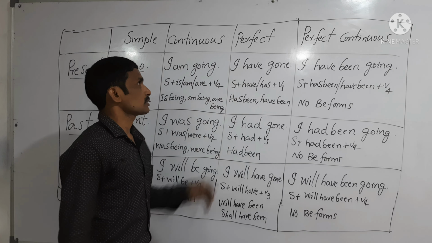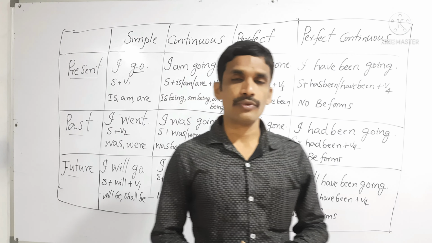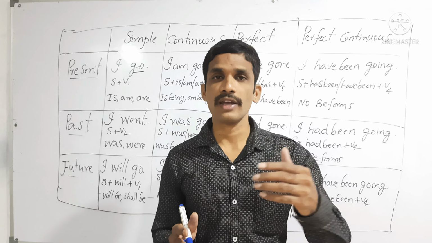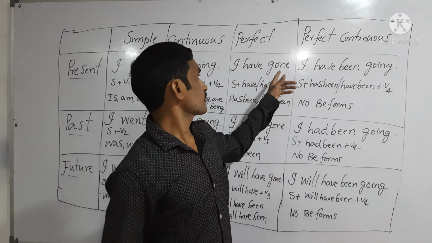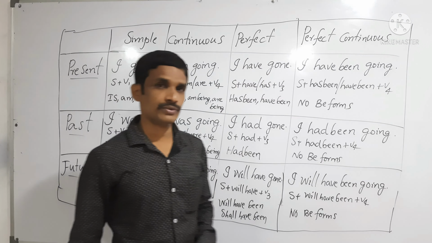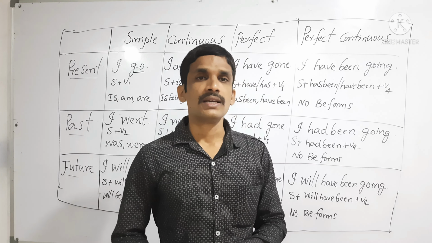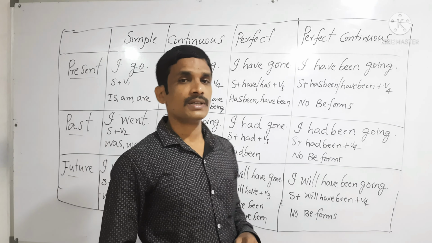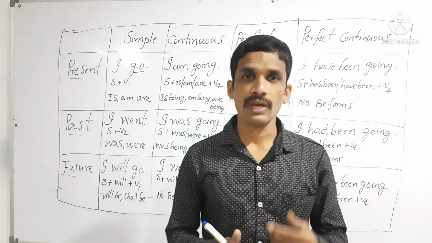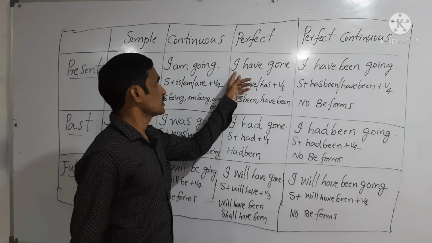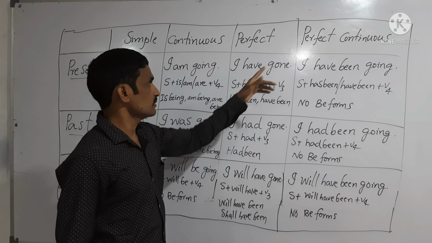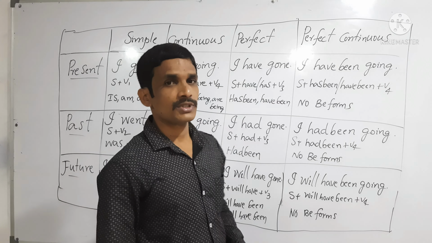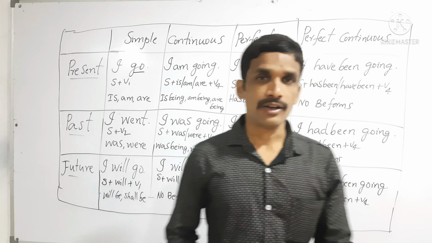Next, third subtense of the present tense: present perfect tense. The structure of the present perfect tense is subject plus have or has plus V3. Right? Subject plus has or have plus V3. If the subject is I, we, you, they, we have to use have. If the subject is he, she, it, we have to use has. So here the subject is I, so have plus V3. And B forms of this tense are has been and have been.